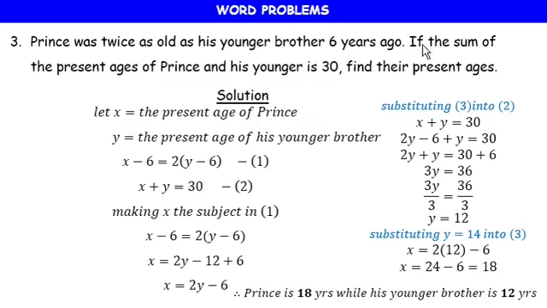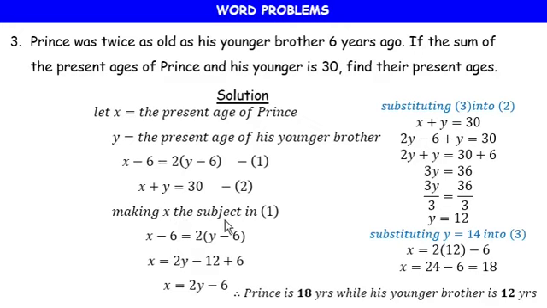Okay, let's move on. If the sum of the present ages of Prince and his younger brother is 30, find their present ages. So this is simple. So x plus y is equal to 30. The sum means addition of the present ages of Prince and his younger brother. So the present age of Prince is X, so X plus the present age of his younger brother Y gives us a total of 30. So X plus Y is equal to 30, and that gives us equation 2.